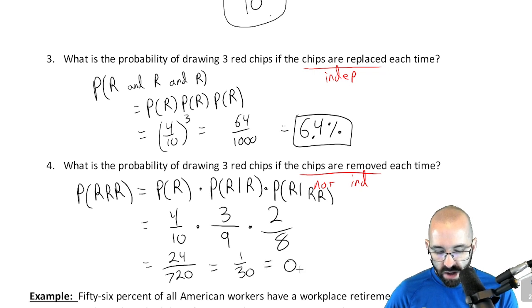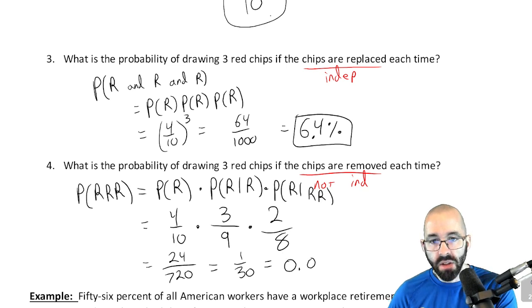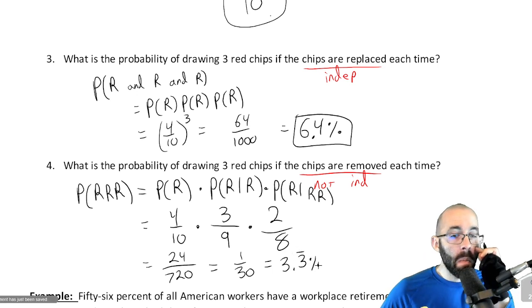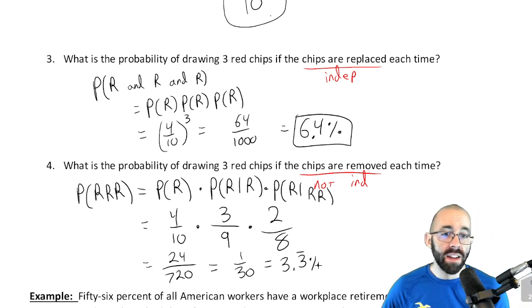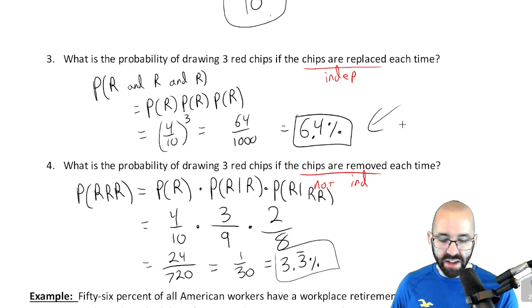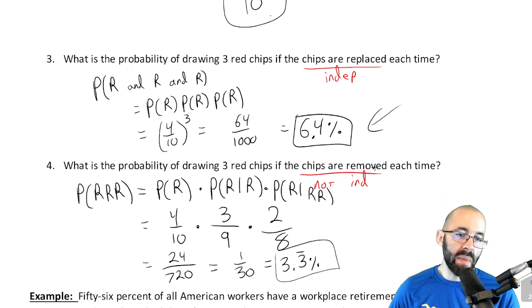Which is 0.03 repeating, or 3.3% repeating. I got my math right? But pretty unlikely. Less than half, or about half the chance, as if we put them back.